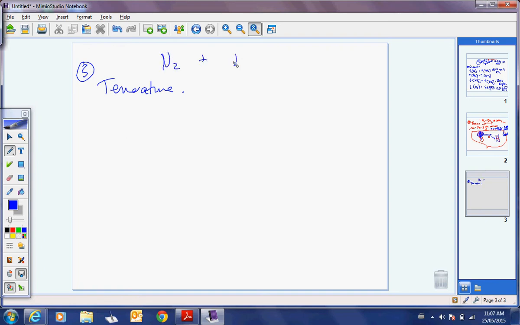N2 and H2 equilibrium, NH3, balancing it like that. This is an exothermic reaction. This way, reading it, the nitrogen and hydrogen coming together release energy. Okay? So, if I increase the temperature for this reaction, it's going to go, whoa, whoa, whoa. It's hot in here. This way is making it hot, right? Going this way makes it hot.